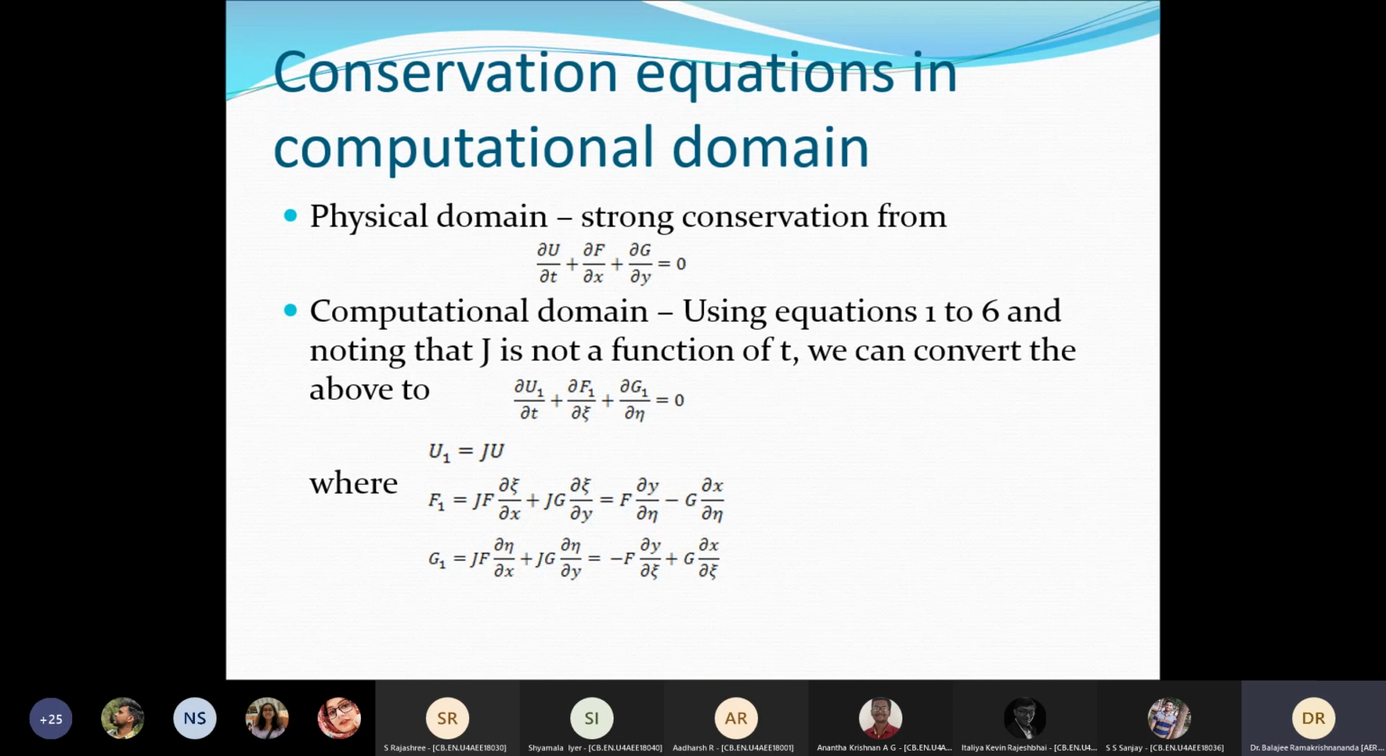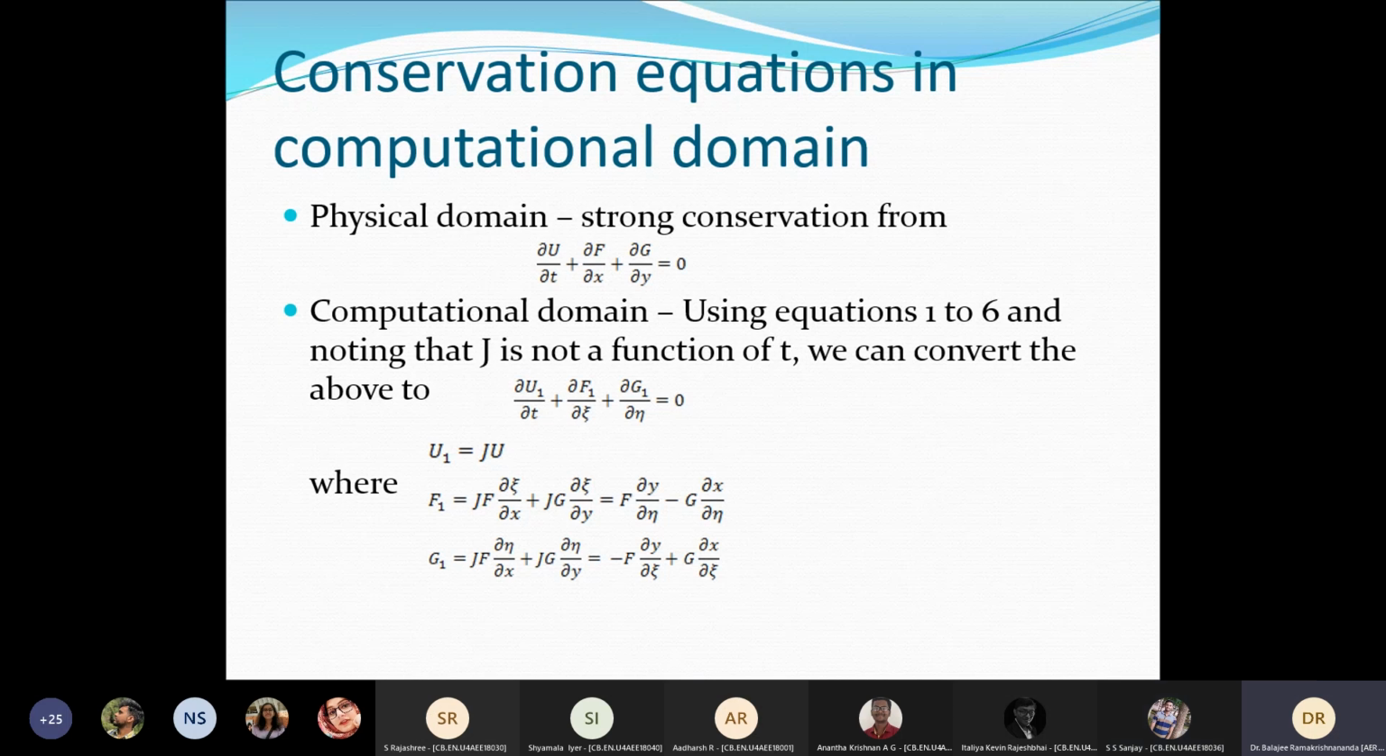You remember that, Sanjay? Sanjay, are you there? Sanjeev Krishna, are you there? Yes, sir. Do you remember this first equation? Yes, sir.